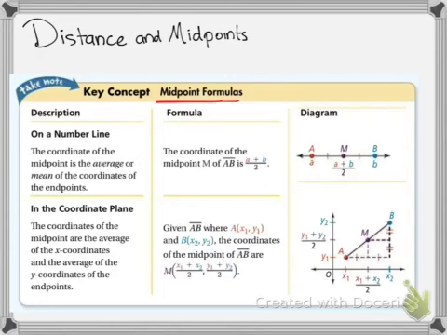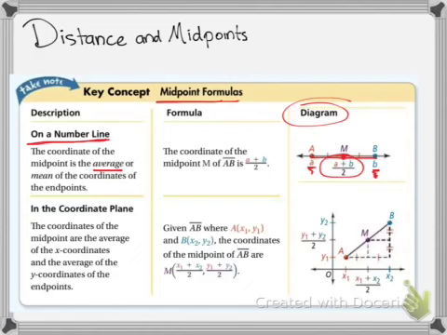When we are on a number line, we find the midpoint of a certain segment by finding the average of the two coordinates. Over here in the diagram, we have this segment AB, which is this length here. If we want to find that midpoint M, we need to add together the number associated with A and the number associated with B, and then divide by 2. So we find the average by taking the sum and dividing by 2.